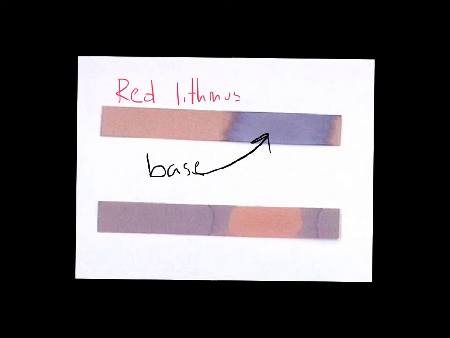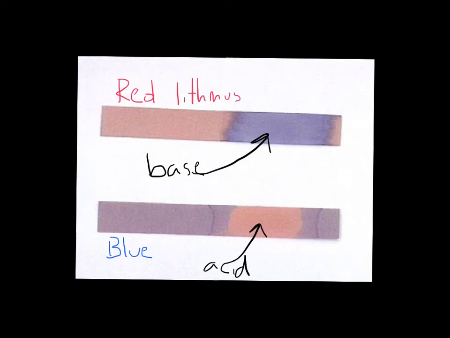So bases turn litmus paper blue, whereas if you have some blue litmus paper, and we can see right here on the side of the paper, that's what blue litmus paper looks like. It's kind of a purplish color, really. And if you put an acid on blue litmus paper, it will turn it red. So bases turn litmus blue, acids turn litmus red.